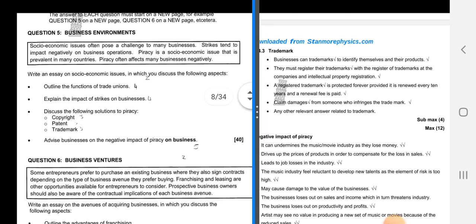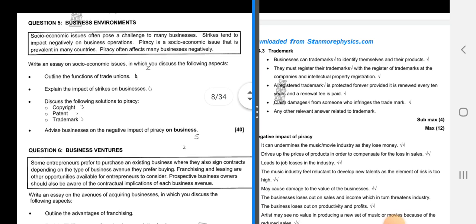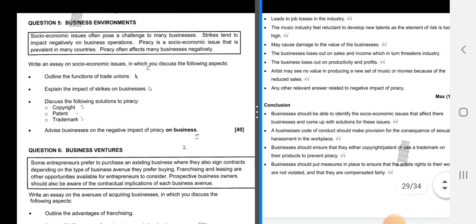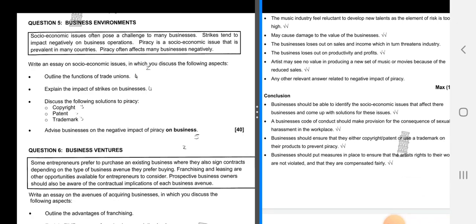So advise businesses on the negative impact of piracy on the business. How does copying someone's work impact the business negatively? They will lose money and all that, and people will not even know the original from the fake. In most instances, there are still people who don't know how much Louis Vuitton is, because there is so much fake out there.